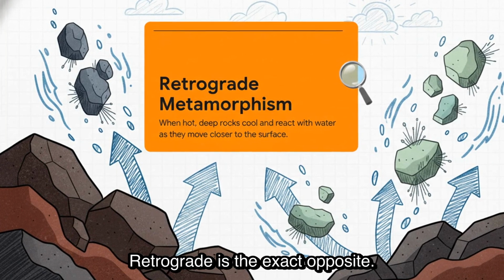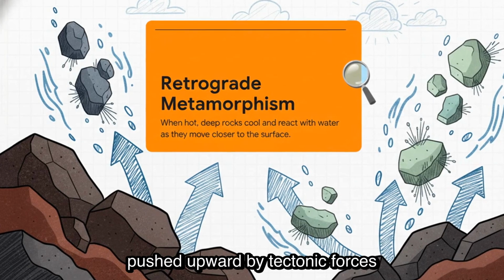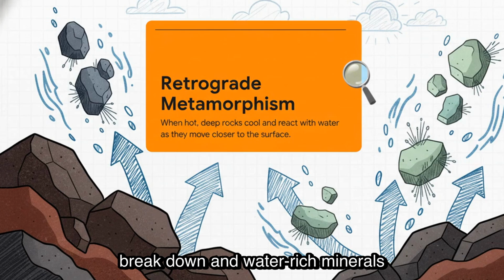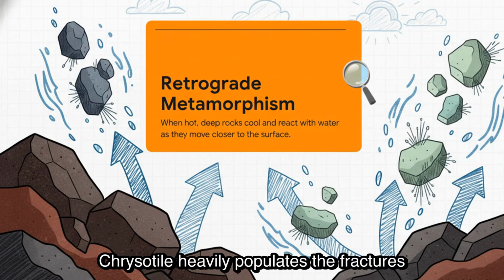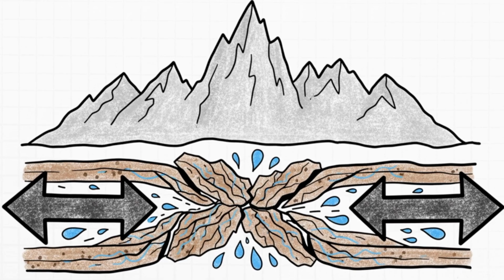Retrograde is the exact opposite. It's what happens when those once blisteringly hot rocks get pushed upward by tectonic forces and start to cool down. As the temperature and pressure drop, the old high-temperature minerals break down, and water-rich minerals like chrysotile become highly stable. Chrysotile heavily populates the fractures and veins as the rock rises.